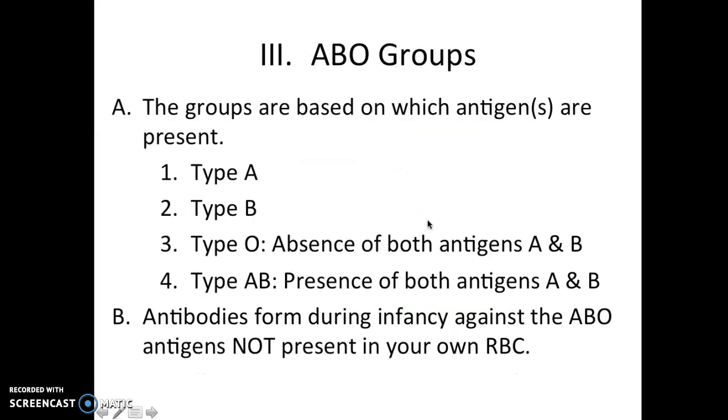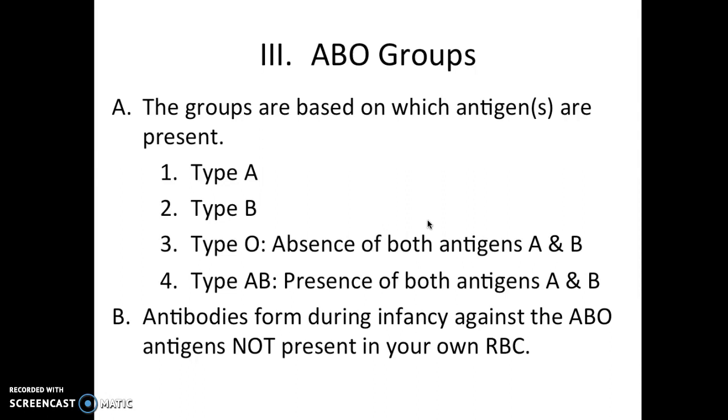So blood groups. The groups are based upon antigens that are present. So type A, type B, type O, or AB. If you're A, you just have the A antigen. B, you just have the B antigen on the outside of the red blood cell. O, you don't have any. And AB, you have both A and B.